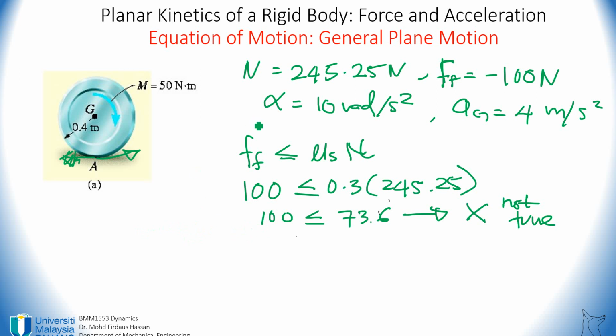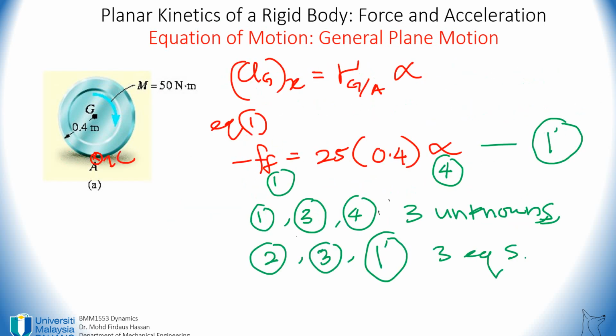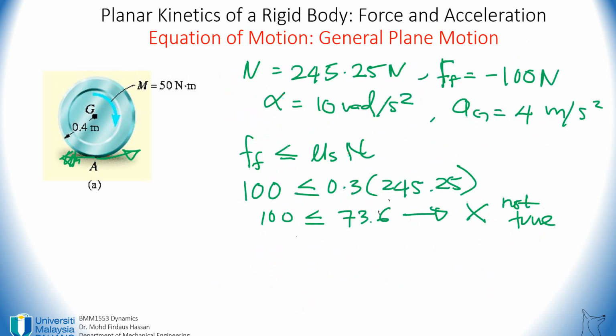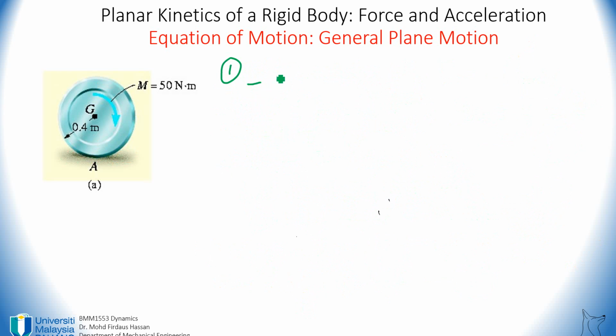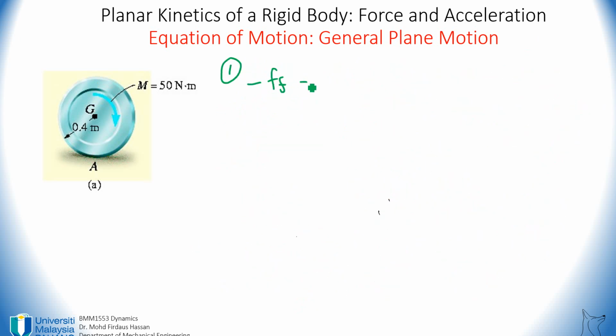So you have to rework your solution. How? Okay, let's start with this one. From equation 1, we have the pure one. Sorry, the pure Ff minus Ff is 25 times AGX. Yeah? Sorry, Ff is 25 AGX.